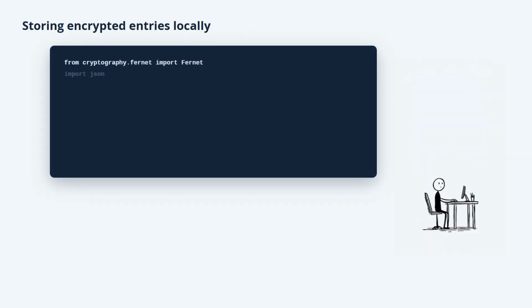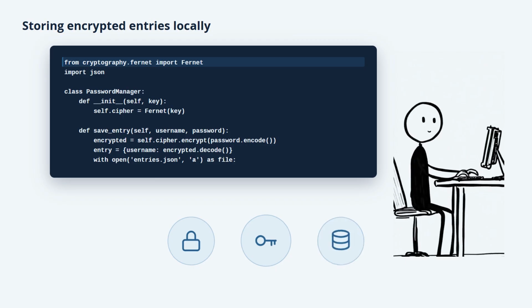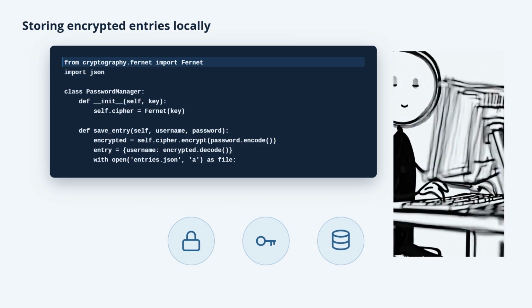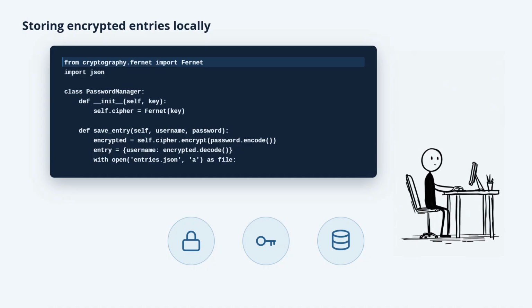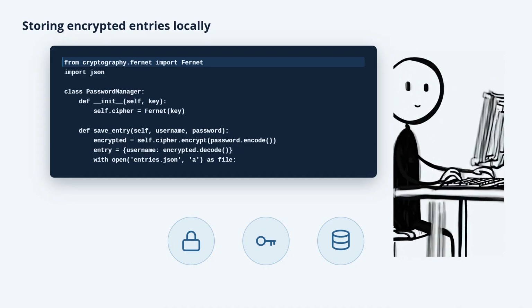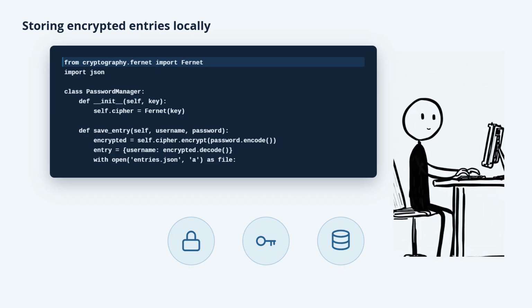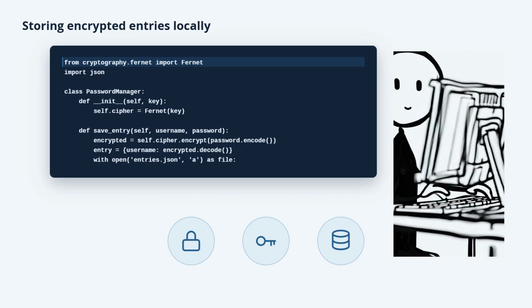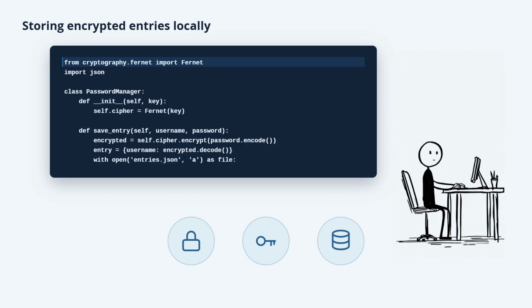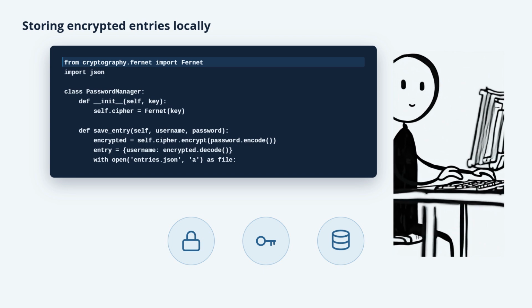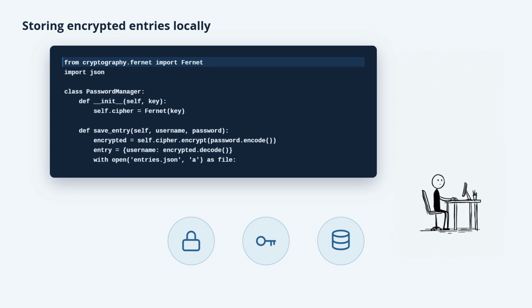Now that we've set up our encryption with Fernet, let's dive into how we can store our encrypted password entries locally. The main goal here is to securely save the credentials so we can access them later, while making sure they can't be easily read by anyone who stumbles upon them. When we save data, we can't just dump it directly into a text file in plain sight. We want to keep it confidential. That's where our encryption comes into play.